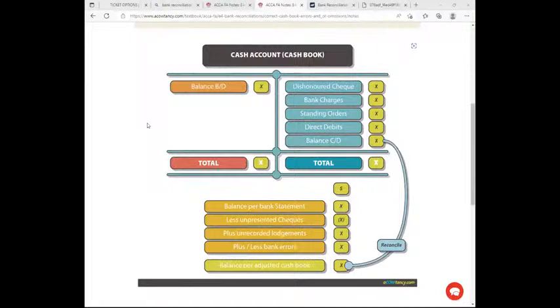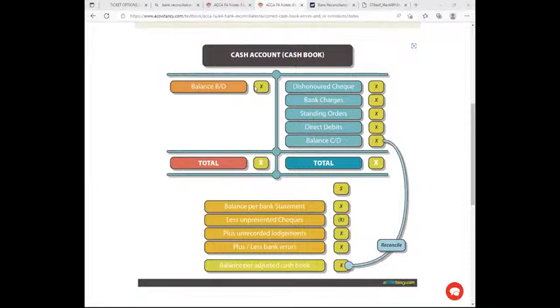I hope you are able to see there are two major things that you must always have. Whenever you talk of a bank reconciliation, you must be having a cash account, what you are calling a cash book. In the cash book, bring the balance brought down and put it there on the debit side.